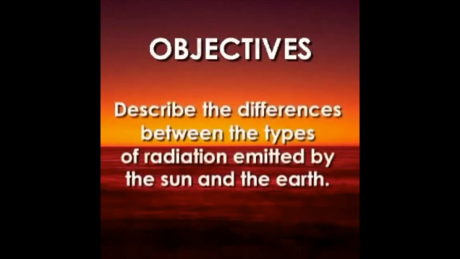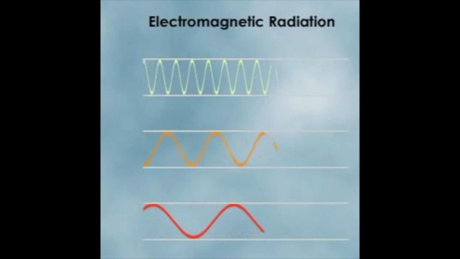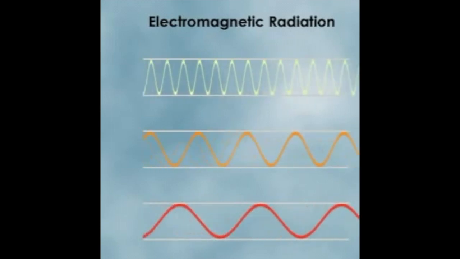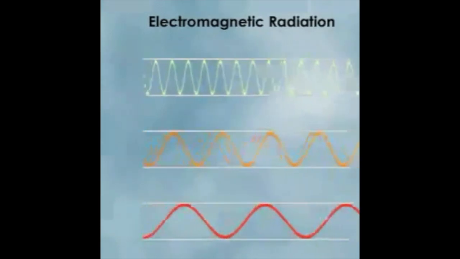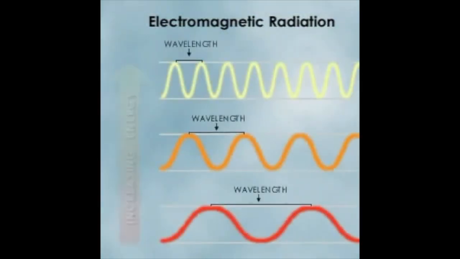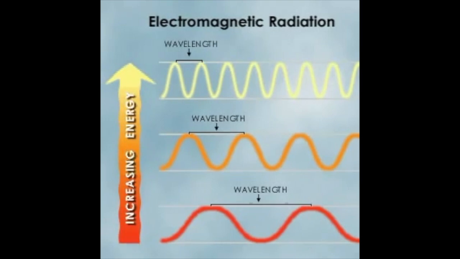The sun and Earth both emit electromagnetic radiation. This movie will help you describe the differences between the types of radiation emitted by the sun and the Earth. Electromagnetic radiation is energy that travels in the form of electromagnetic waves. Different types of electromagnetic waves carry different amounts of energy.